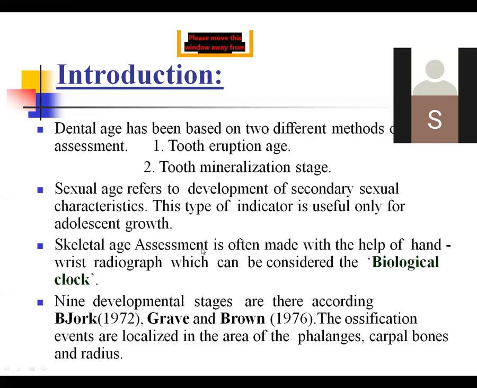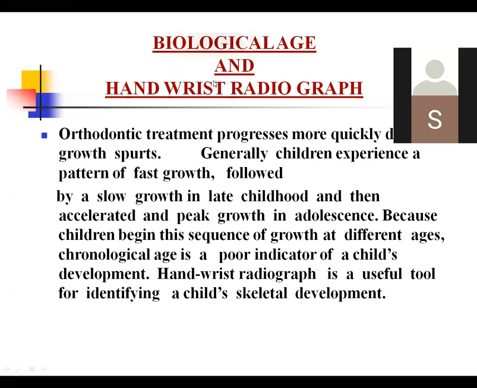Skeletal age assessment is often made with the help of a hand-wrist radiograph, which can be considered the biological clock. Nine developmental stages are there according to Bjork, Grave and Brown. The ossification events are localized in areas of phalanges, carpal bones and radius. So basically, the hand-wrist radiograph is the most important radiograph that we take for skeletal maturity indication.